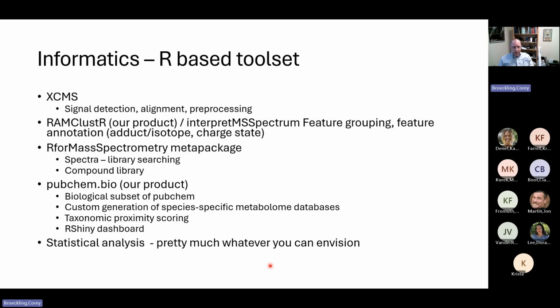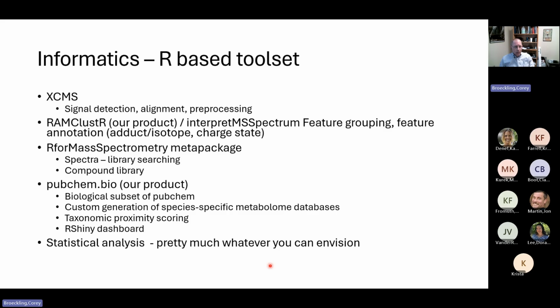Then there's been a lot of development over the past couple of years in what's called a meta package called R for mass spectrometry, for base level handling of spectral data, spectral searching, compound libraries, compound annotation. There's a lot we can do there. And really, I would say the sky's the limit as to what you could do there for customizing a workflow for your needs.